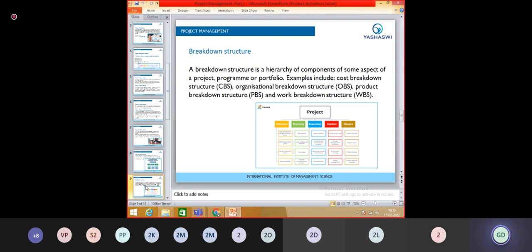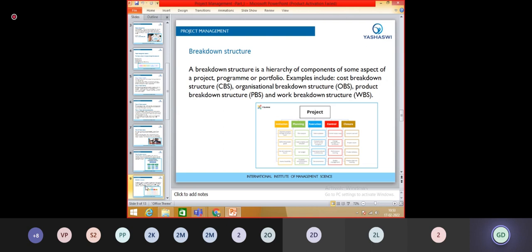What is meant by breakdown structure? A breakdown structure is a hierarchy of components of some aspects of a project, program or portfolio. Examples include cost breakdown structure, organizational breakdown structure, product breakdown structure, and work breakdown structure. Go through all these breakdown structures, and keep in mind the full form of each breakdown structure also.